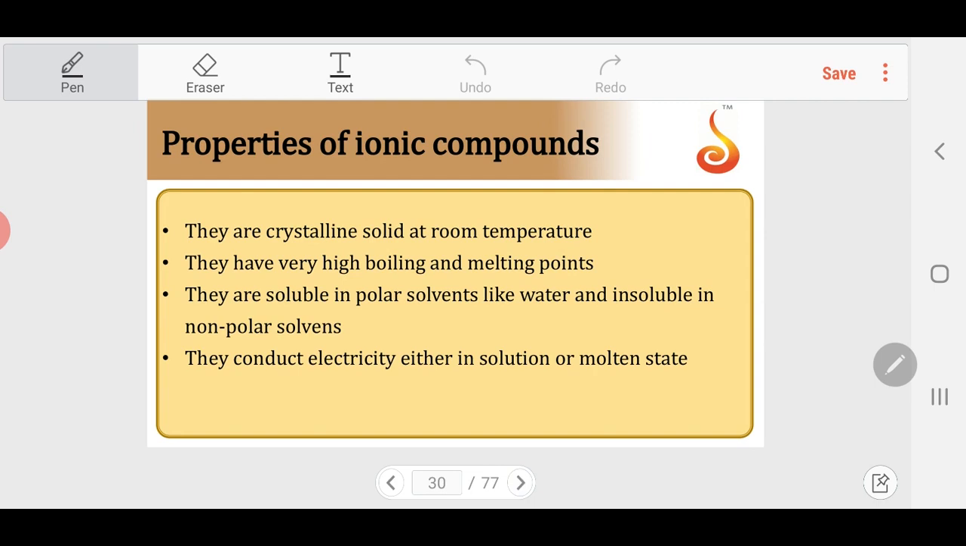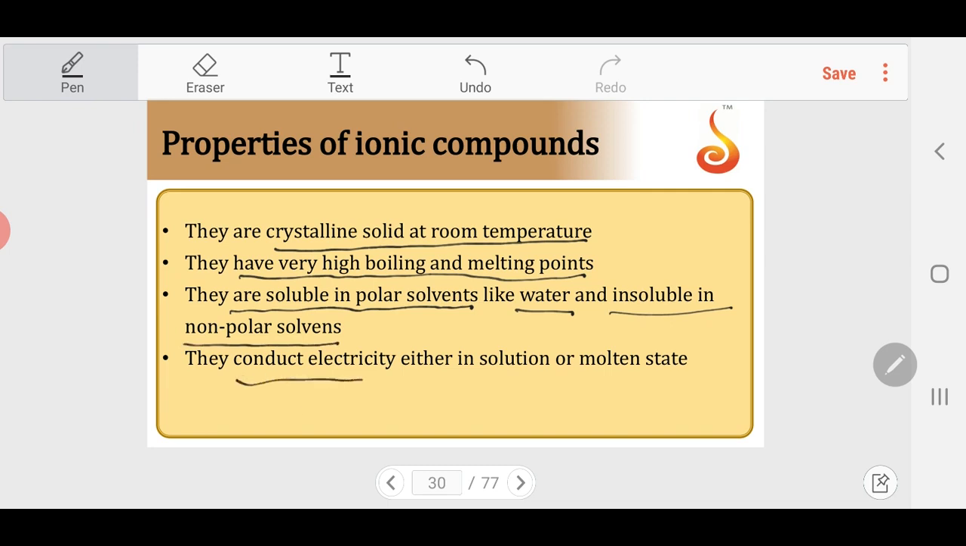Properties of ionic compounds. They are crystalline solids at room temperature. They have very high boiling and melting points. Since they are ionic, they are soluble in polar solvents like water and insoluble in non-polar solvents like benzene. They conduct electricity either in solution or in the molten state.